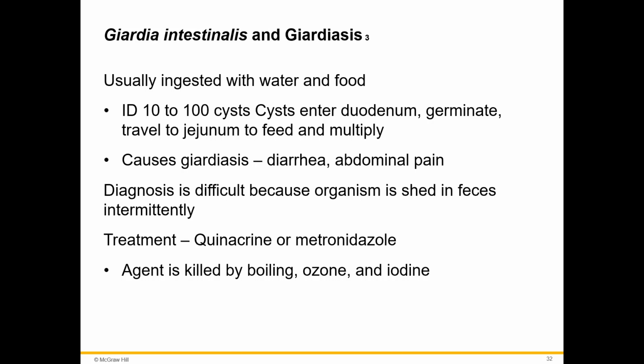What my friend had to do was give a fecal sample to his doctor once he got back into town, and that's how they were able to identify it. Treatment, you're going to be using quinacrine or metronidazole, right? And how do you avoid this in nature? Well, you've got to boil your water, okay? If you're somewhere like Naked and Afraid or some kind of camping trip, you need to boil that water. You can also add ozone, or you could also add iodine.